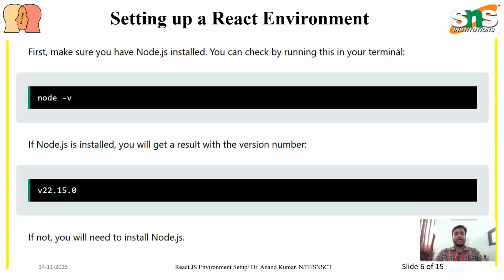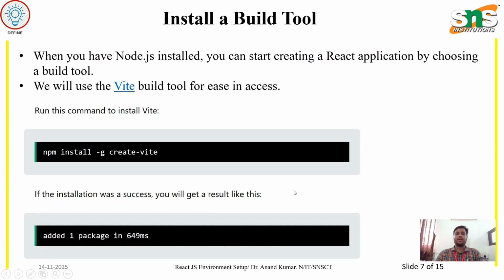So let us set up a React basic environment. First of all, we have to make sure that Node.js has been installed in our system for running React.js. We can also check by running this in our terminal, that is, node space hyphen v. If Node.js has been installed, we will be getting a result of this version. That is, version 22.15.0 is the version which I have installed. So if not, we have to install Node.js. The first and foremost step is to install Node.js. And the second thing is to install a build tool.